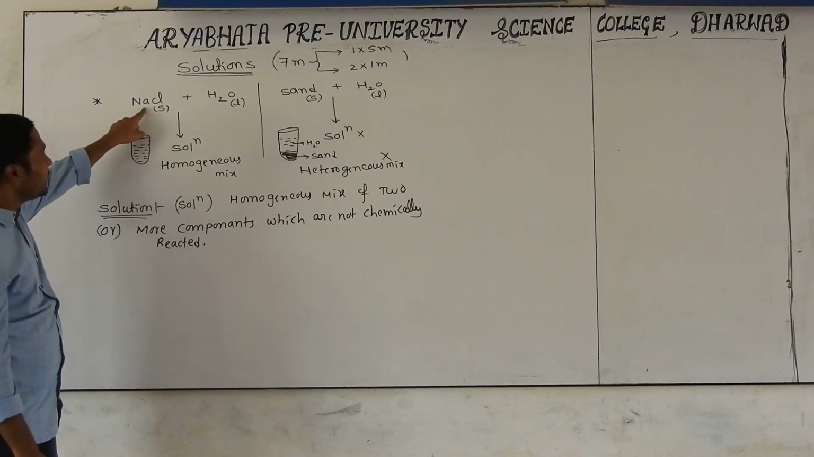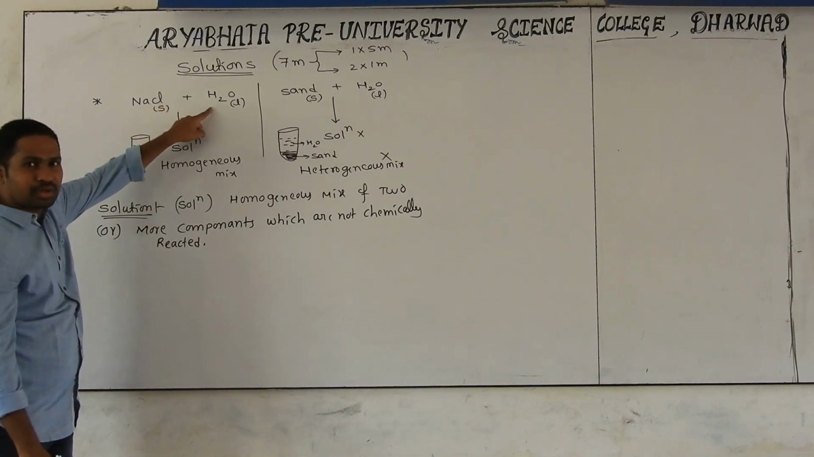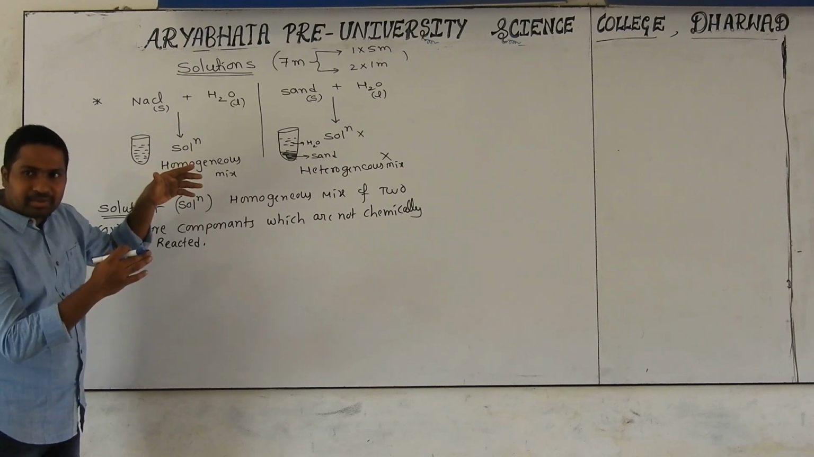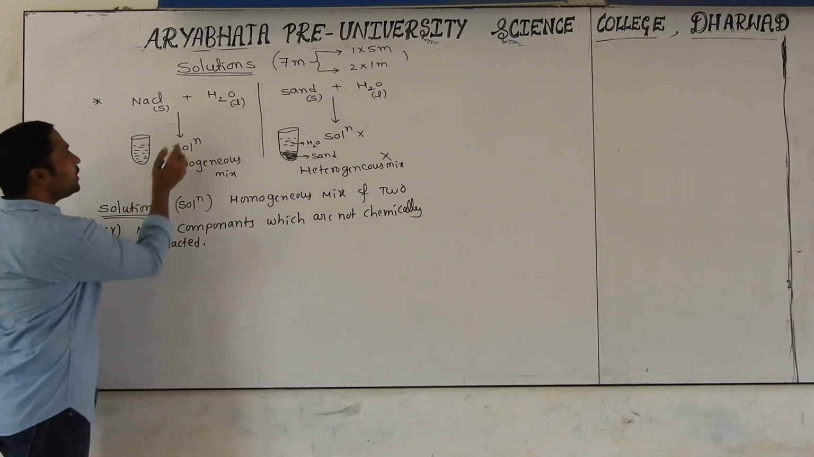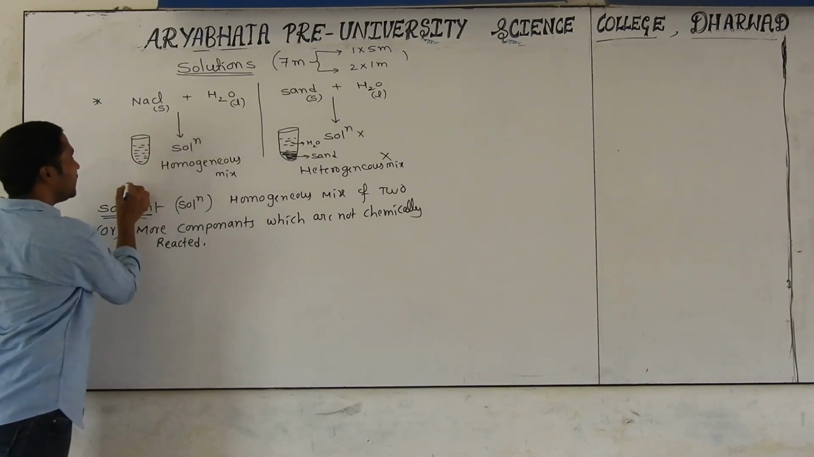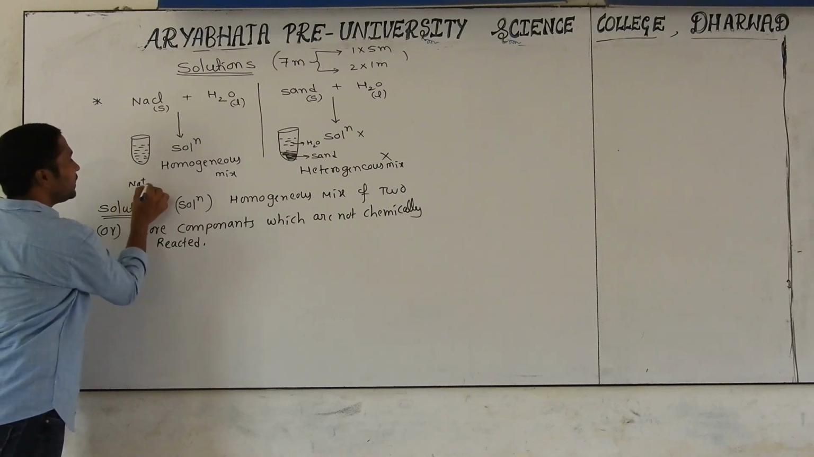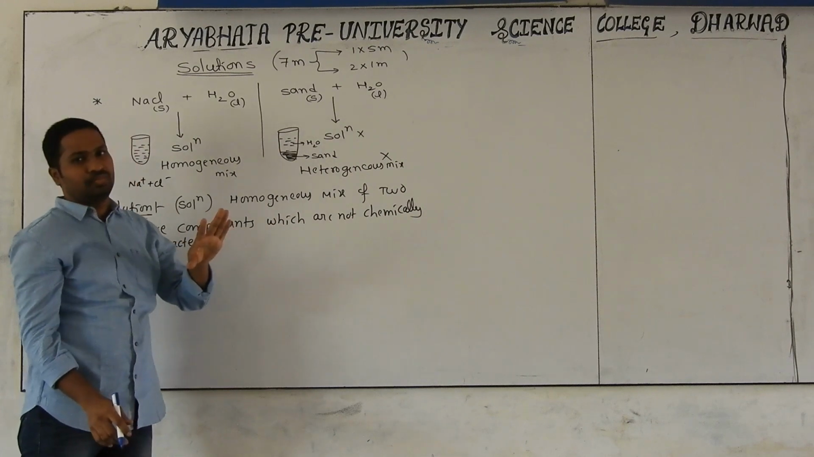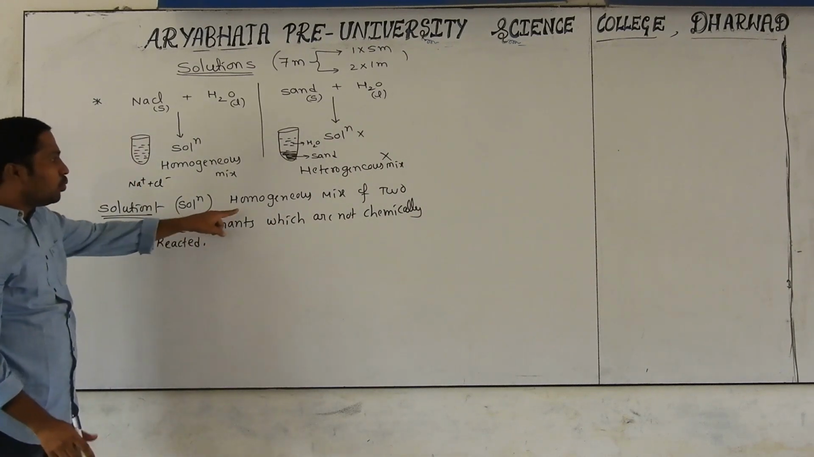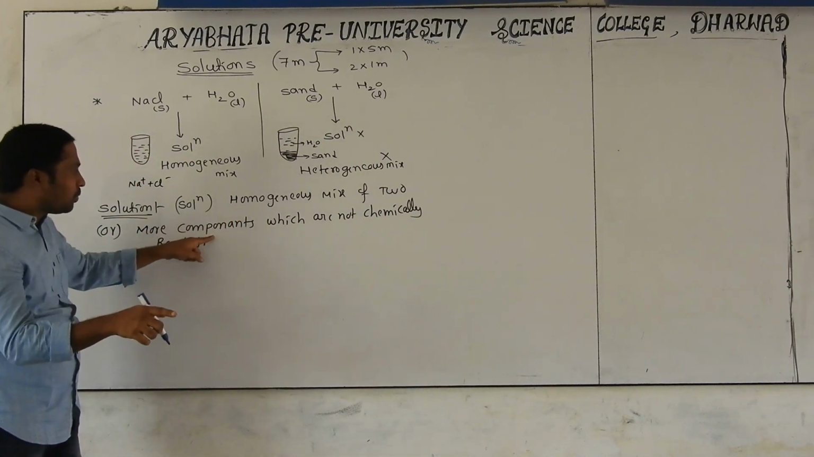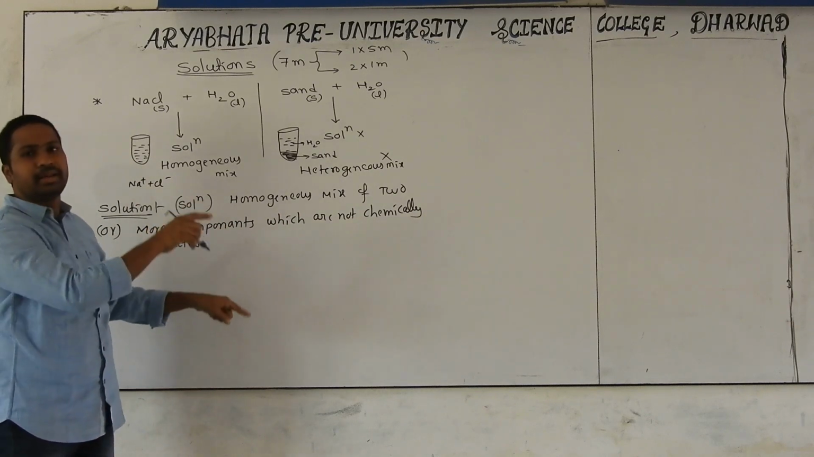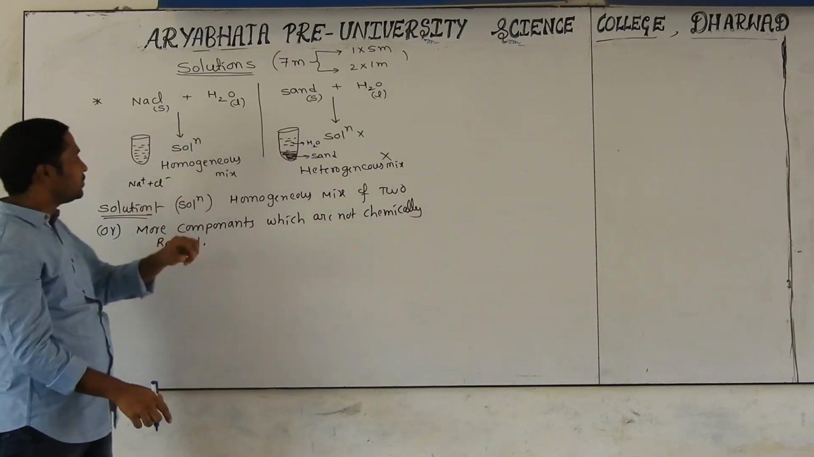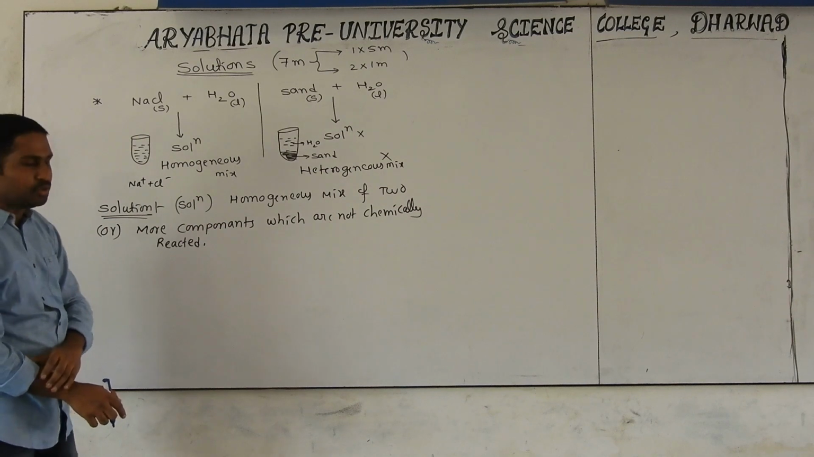See carefully, NaCl you are dissolving in water. Is there any chemical reaction between them? No. What happens after dissolving is that it becomes Na+ particles and Cl- particles. Are you getting any new products? No. That is why a homogeneous mixture of two or more components which are not chemically reacted is what we call a solution.